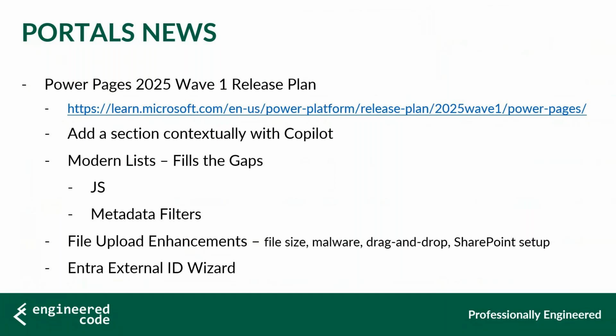So the first one is add a section contextually with Copilot. You've always been able to add a section. This is a section of a page. So if you're working on a particular web page in Power Pages in the Design Studio, you have historically been able to use the Copilot pane. That's the little pane that shows up on the right-hand side of your screen when you click the little Copilot button. You've been able to use that to add a section to a page.